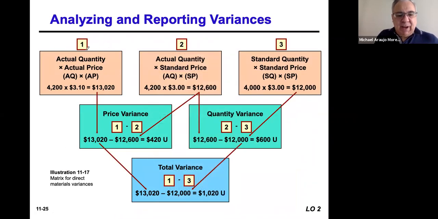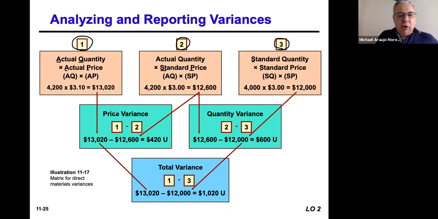So this is the step-by-step. First thing we do when we analyze and report these variances, we take the actual quantity times the actual price. And then we compare that to the actual quantity at the standard price. And then we're comparing that with the standard quantity at the standard price.